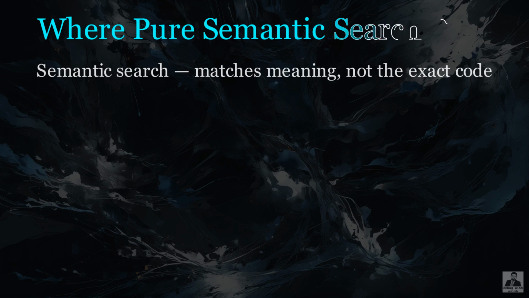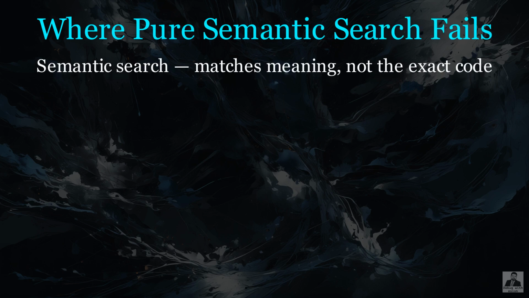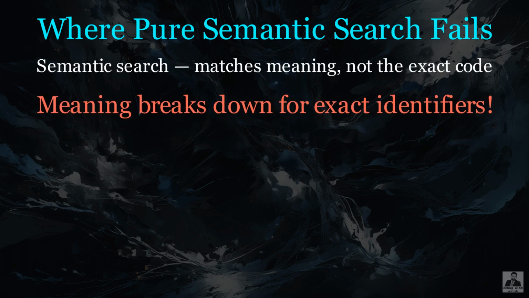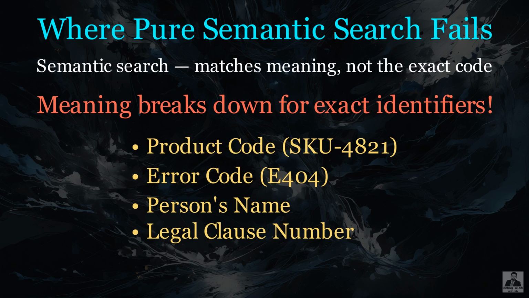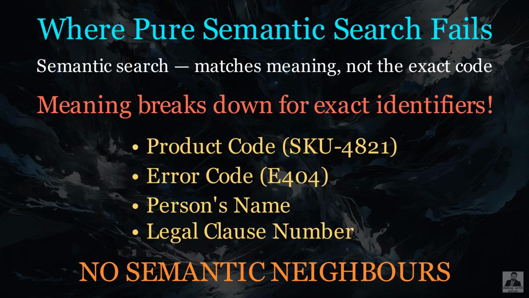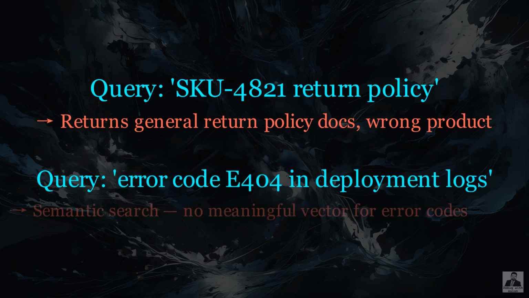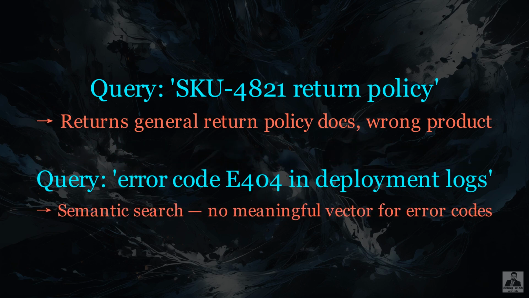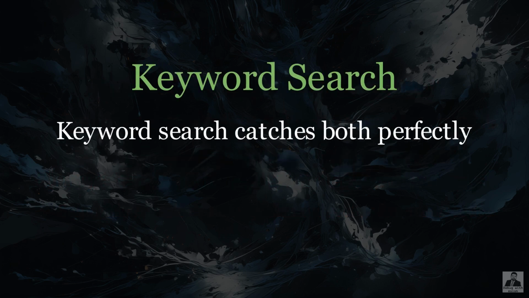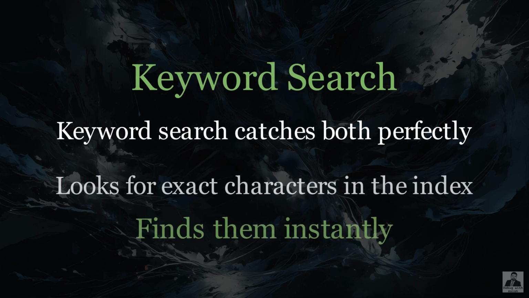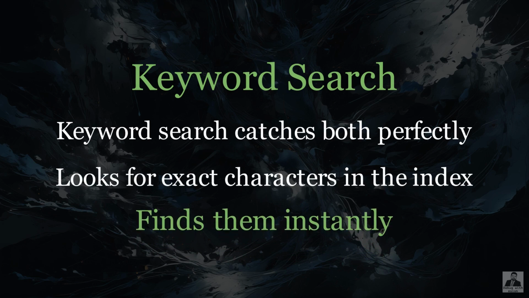Semantic search works by finding documents with similar meaning, but meaning breaks down for exact identifiers: a product code, an error code, a person's name, a legal clause number. These have no semantic neighbors. Embedding the string SKU-4821 produces a vector that is meaninglessly close to all kinds of unrelated content. Keyword search has no such problem. It looks for the exact characters in the index and finds them instantly.